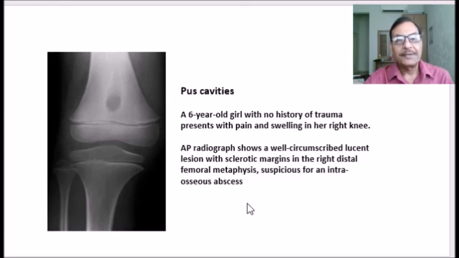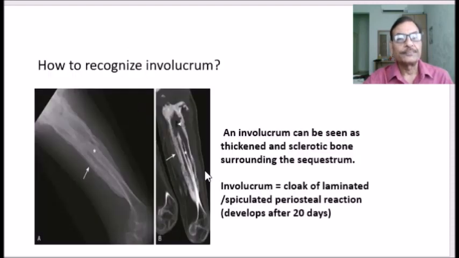This is the case of a 6-year-old girl who has no history of trauma and presents with pain and swelling in her right knee. Now in the radiograph, which is the AP view, you can see there is a well circumscribed lucent lesion with sclerotic margins, which gives a suspicion of this cavity full of pus. So this is how we will be seeing it.